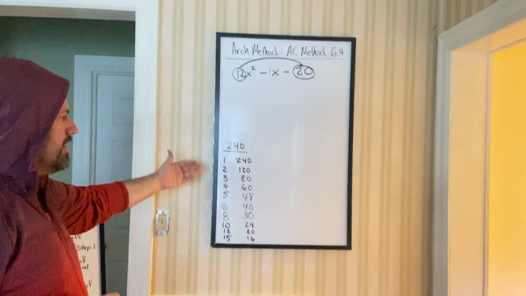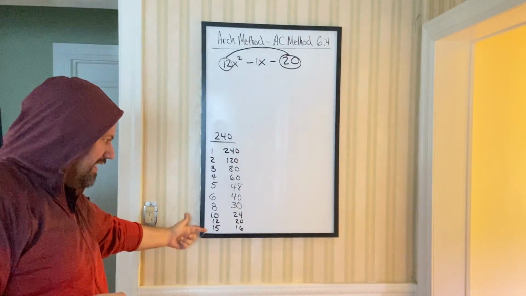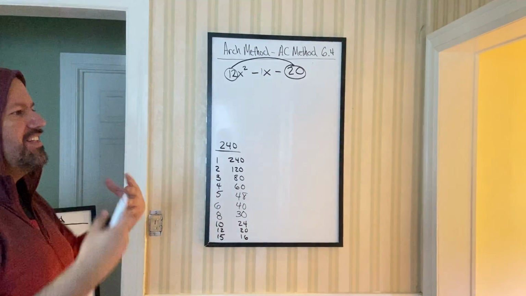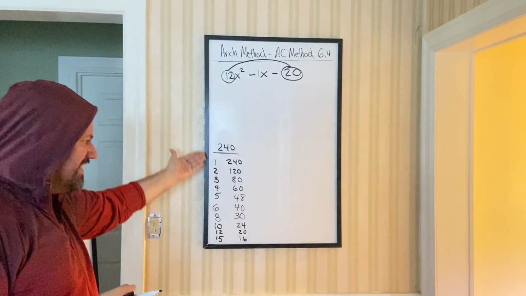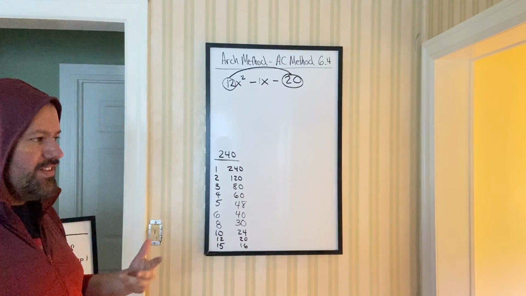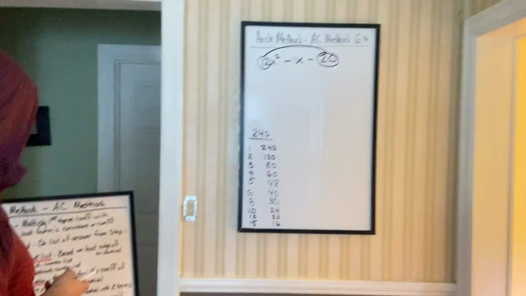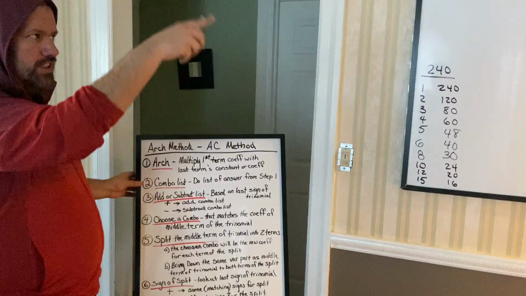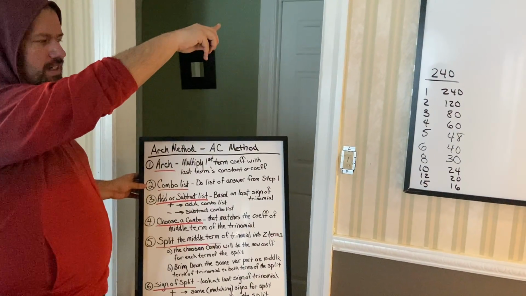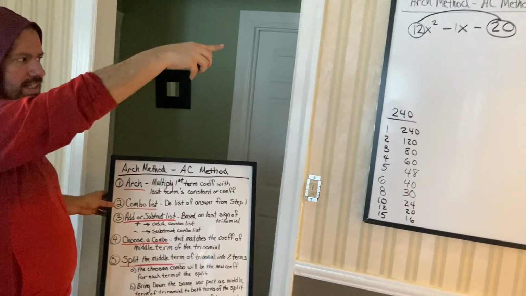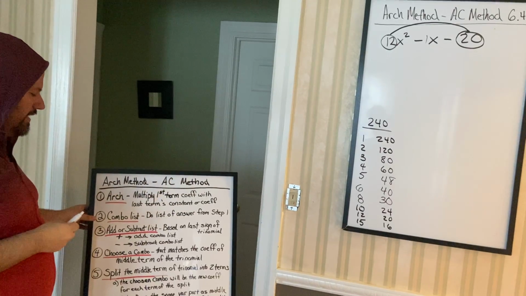So I got every single combo. Yes, there's a lot of them. But we're not doing trial and error. We're going to narrow this list to see if there's one that works. So remember, step 2 was to do the combo list of that arch when you multiply. I didn't do the combo of 12 or 20. I multiplied to get 240, and that's the combo I did.